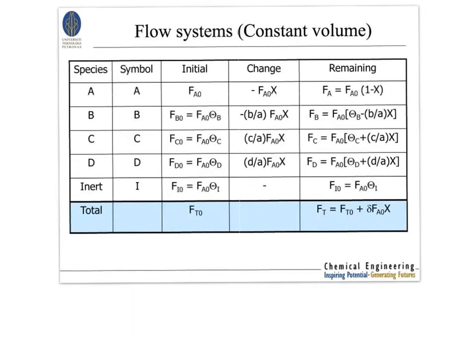So this is the stoichiometric table of a flow system. We have all the species and also the symbols. You just replace the N with the F, and the rest will be the same.